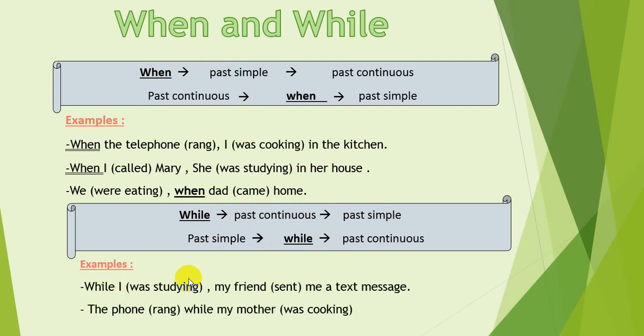While I was studying, the longer action here in the past continuous, my friend sent me a text message. What tense is that? Yes, it's in the past simple. So here I have a longer action. I was studying, and my friend sent me a text message that has interrupted my studying. Right? And what comes after while? What tense is that? Yeah, that's the past continuous. And then here, my friend sent me a text message. That's in the past simple.